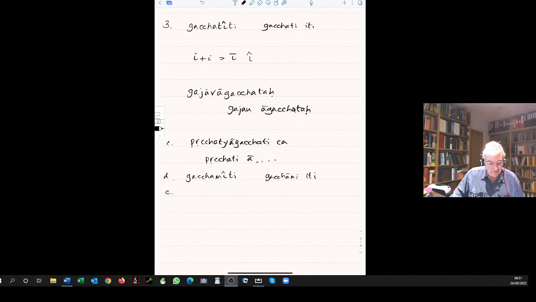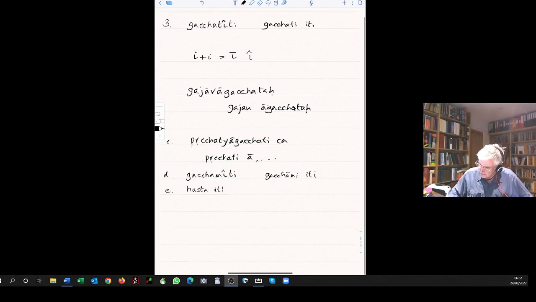E. Hasta iti. Now you see there is a vowel hiatus here. Therefore, you know that that must be the result of a previous sandhi. So what would it have been? It's almost certainly haste iti, in the hand, thus. Haste. So haste iti, and with resolution of the sandhi, haste iti is the correct form, of course.